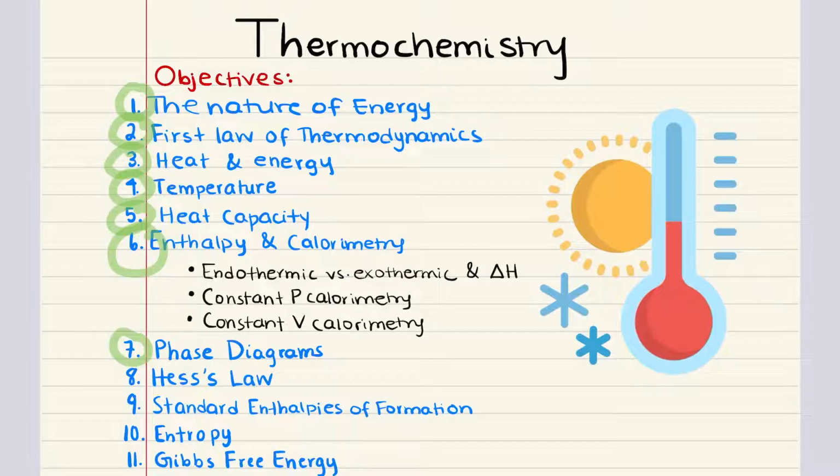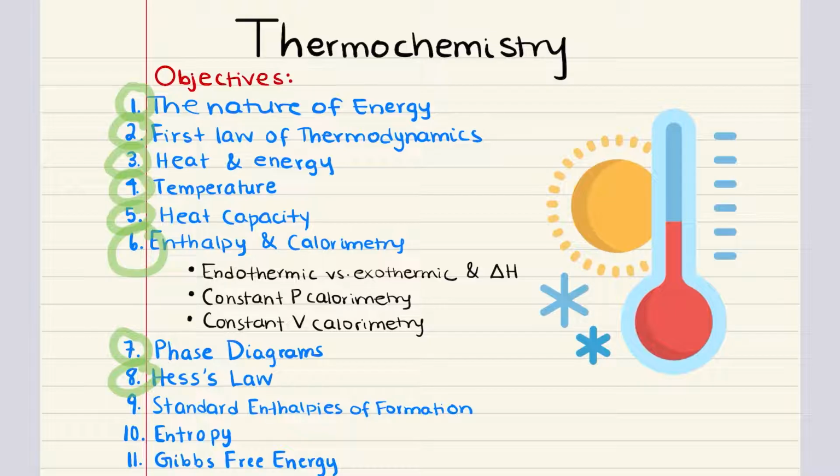Key concepts that are going to revolve around our discussion of phase diagrams are going to be critical point and triple point. We're going to learn what each of these mean. Then our eighth objective is titled Hess's Law. Here we're going to explore Hess's Law, which states that the total enthalpy change for a process is the same whether it occurs in one step or multiple steps. And this principle is going to be illustrated with practical examples.